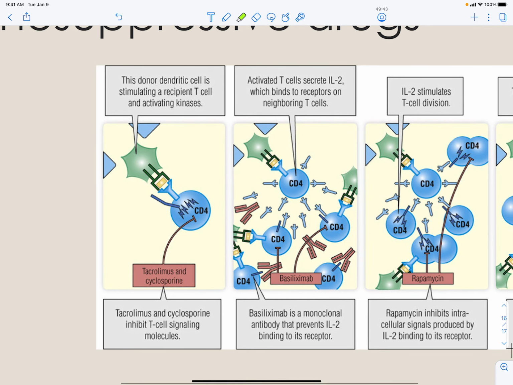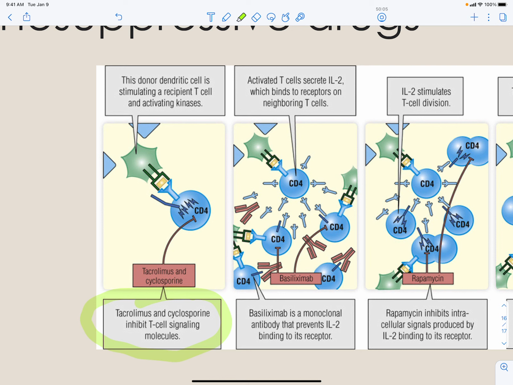And so we're going to have immune suppression drugs, tacrolimus and cyclosporin. These are going to inhibit T cell signaling. Even though you might have a dendritic cell trying to stimulate a T cell, these two drugs will prevent that T cell from actually being activated.